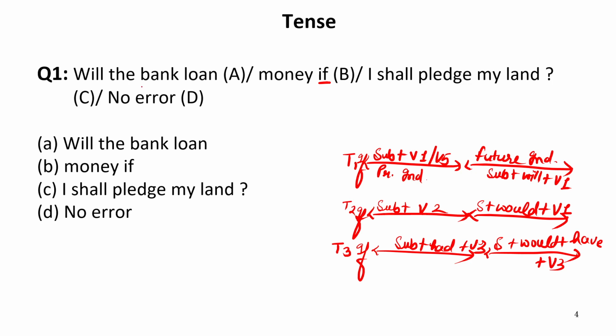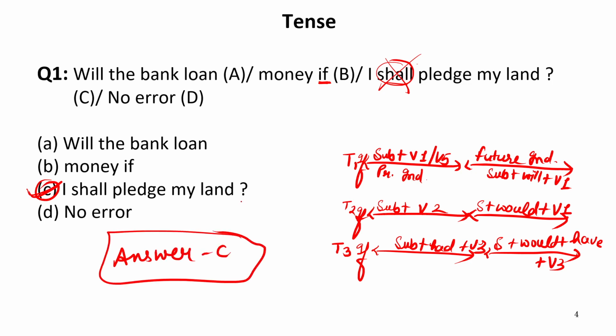Now in this sentence, it is written, will the bank loan the money if I shall? Now in the clause just after if we have shall, which is a modal. But we know very well that in the clause which is immediately after the conditional word, we cannot have any modal. Therefore, this shall is incorrect. It should be removed from this part. So the error is in part C. So our answer is C. The correct sentence will be, will the bank loan money if I pledge my land? So this will be the correct sentence.